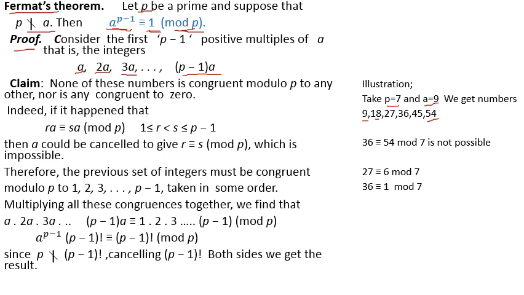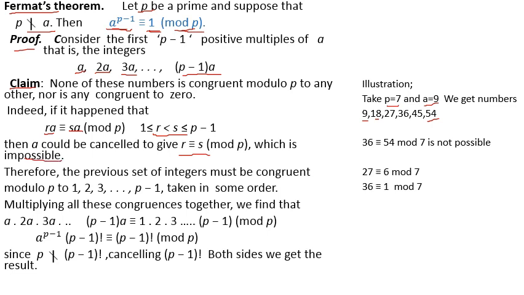First claim is that none of these two numbers is congruent modulo P. That means RA cannot be congruent to SA. We'll assume the contrary. Suppose RA is congruent to SA. What happens? Here A and P are relatively prime. Therefore, I can cancel A. We will get the result as R is congruent to S. Both R and S are less than P minus 1. So this congruence relation is impossible.